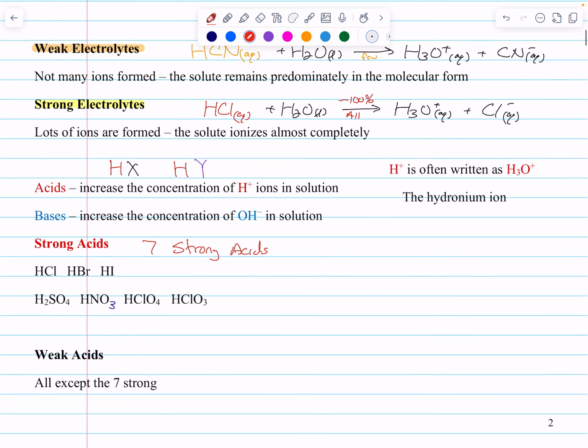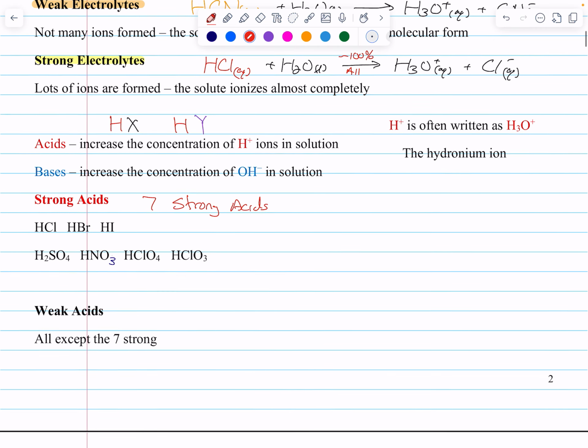All right. Now, are there more than 7 strong acids? Yes, there are more than 7 strong acids. I only expect you to know 7. That's going to help us in Chem 1 and Chem 2, right? To know these 7 strong acids. Unless otherwise told, every other acid is a weak acid, right?